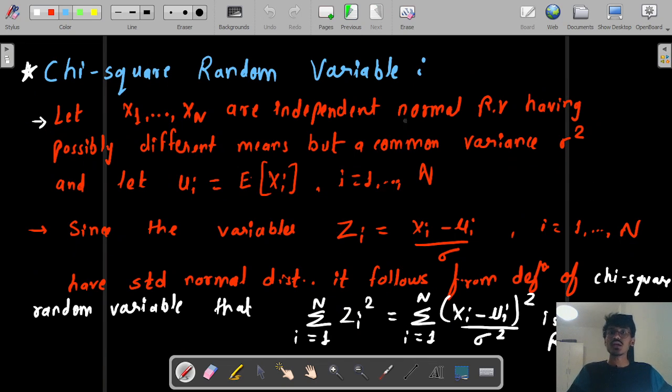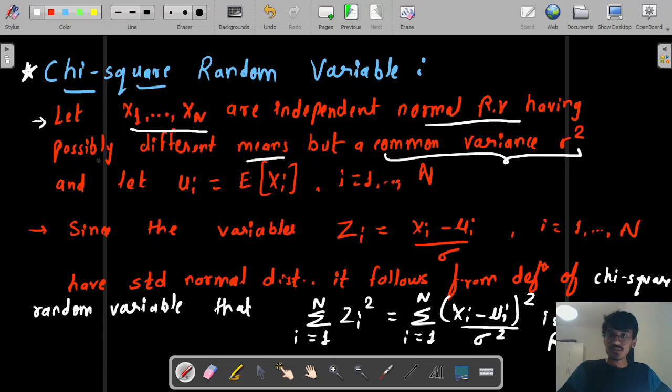So this slide shows the brief overview, as we are rushing towards finding these estimators. We'll need something called a chi-square random variable. So let me give a brief overview of what a chi-square random variable is in this chapter. Let's say we have n independent normal random variables having possibly different means, but the variance should be common. There's a possibility that the means can be different, no worries, but the variance should be common, sigma square. And let's say that the expected value of each random variable is given by mu i.